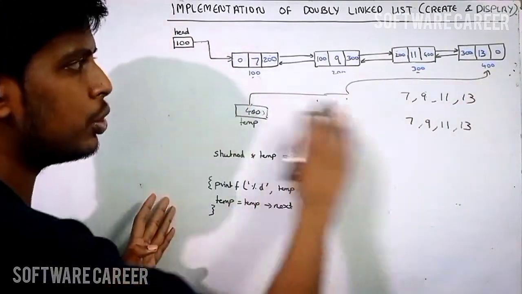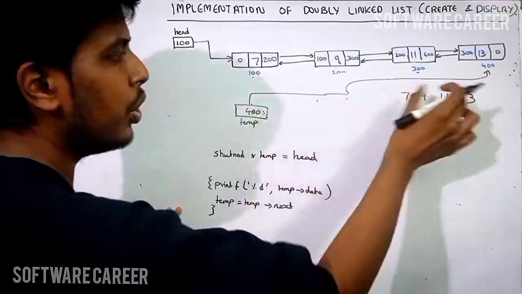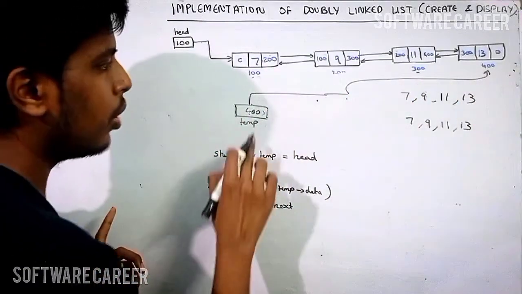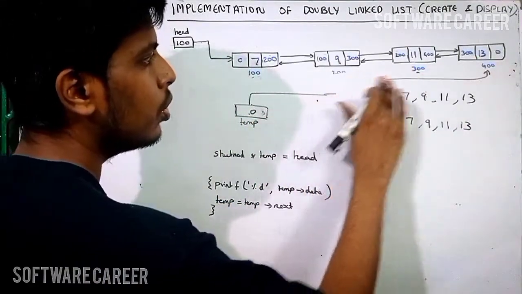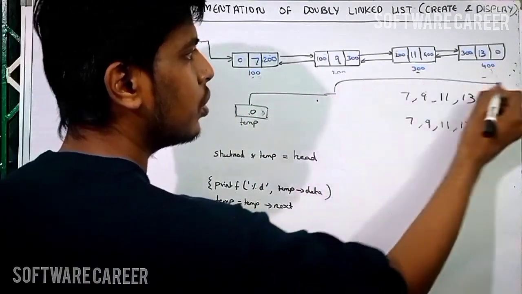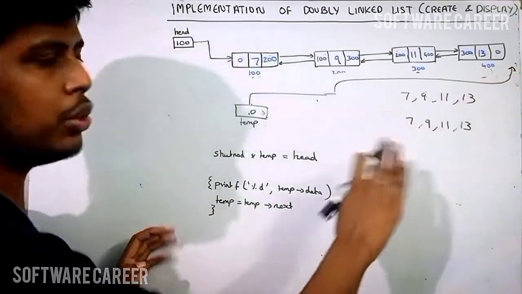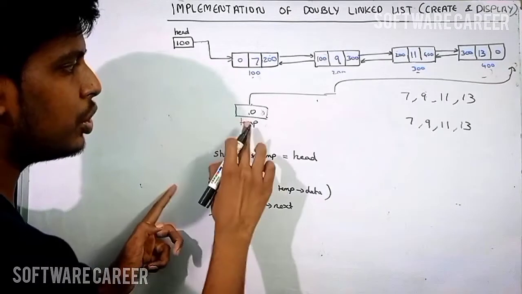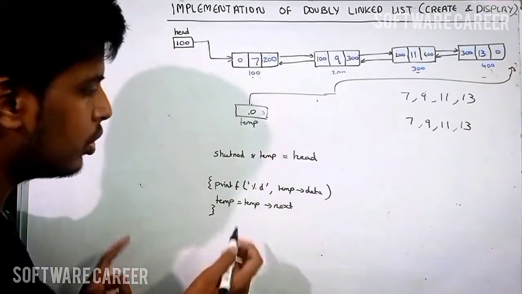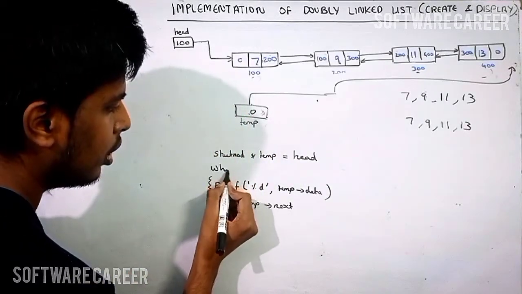Till how much should you move? Now you are at temp is 400. Now 400 next is 0. So you are moving it to 0. See, now you should stop. Now you should stop the printing and moving. So when should you stop? When temp value is 0. So I am writing that condition.